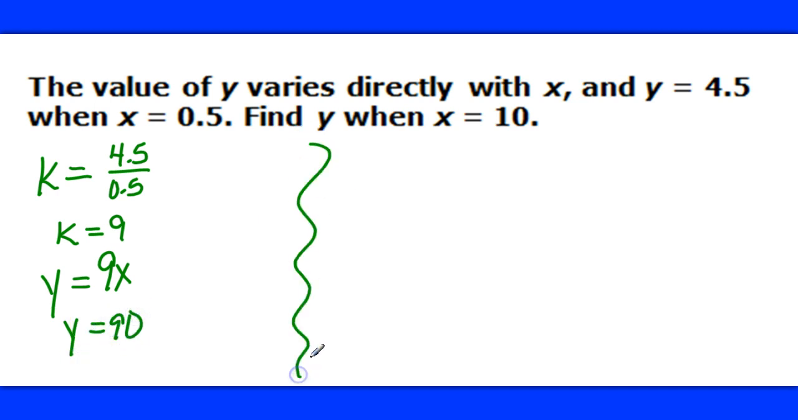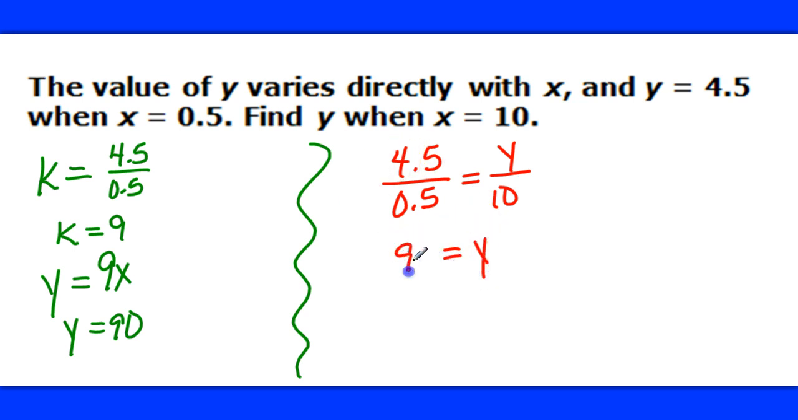That's one method. The next method is to set up a proportion. 4.5, which is my y value, is to 0.5 as my new y value is to 10. Cross multiply, divide, y is equal to 90. That's it.